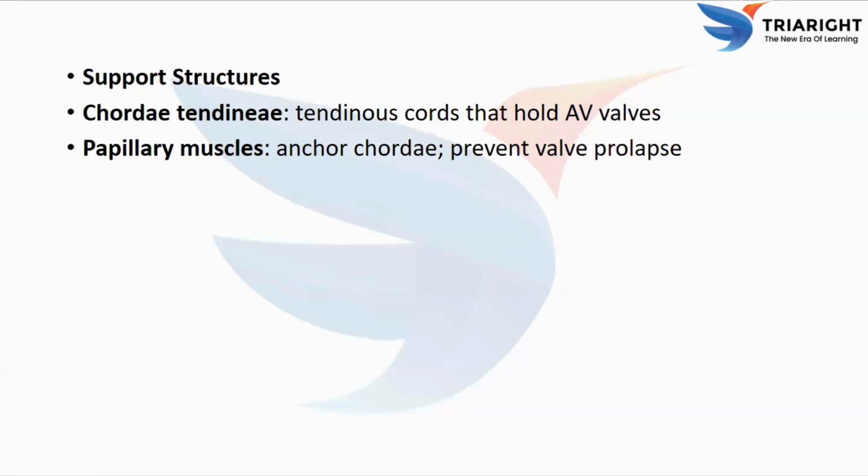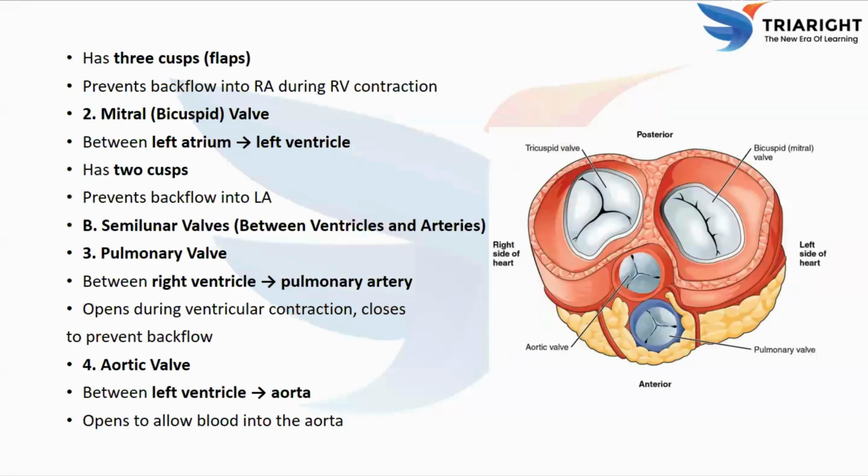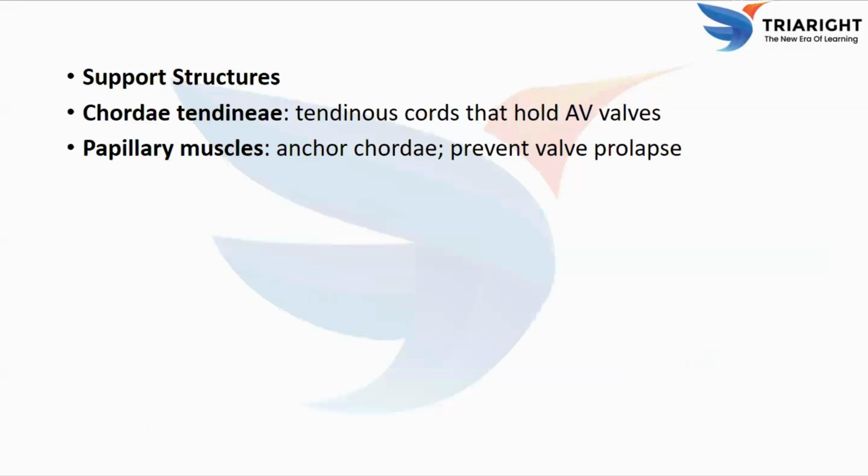So what are chordae tendineae? These are thin, strong, tendon-like cords. They attach the AV valve flaps to the papillary muscles. What is the function of the chordae tendineae? They hold the valve flaps in place. They prevent the valve from inverting, meaning blowing backward into the atrium during the ventricular contraction. You can think of the chordae tendineae as heartstrings that prevent the valves from flapping backward.